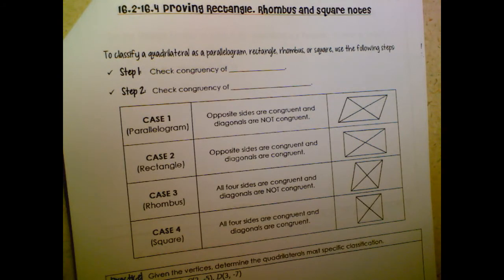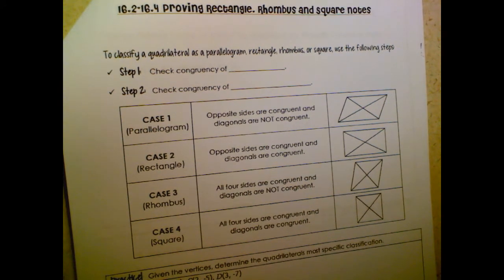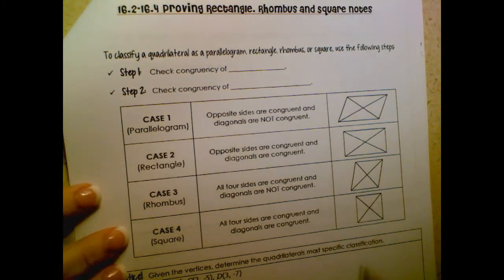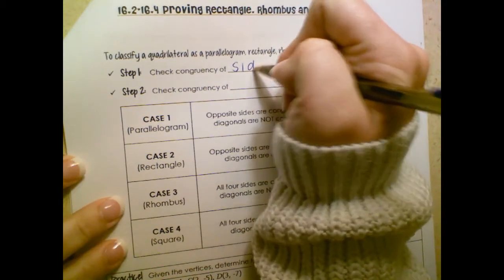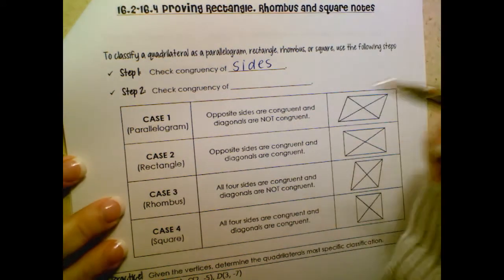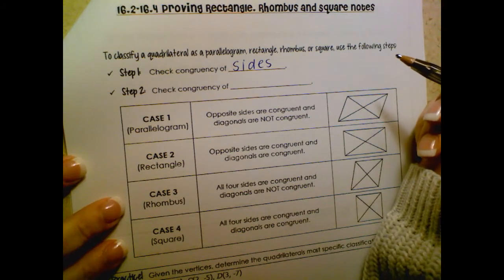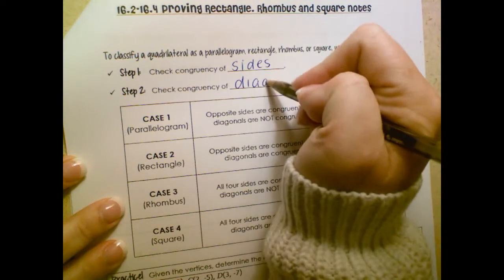Today we are going to be using our distance formula to classify quadrilaterals. First thing we need to do, we need to check the congruency of the sides. So we're seeing if all of the sides are equal, or if two of the sides are equal, or none of the sides are equal. We're checking congruency of sides, and then we're also going to check the congruency of the diagonals.